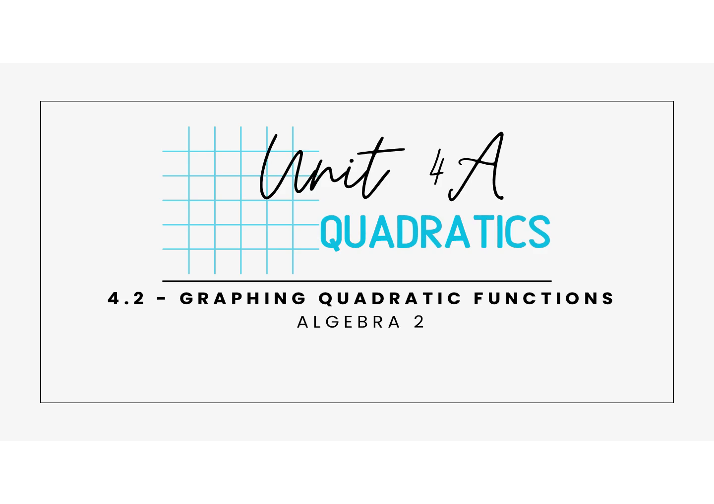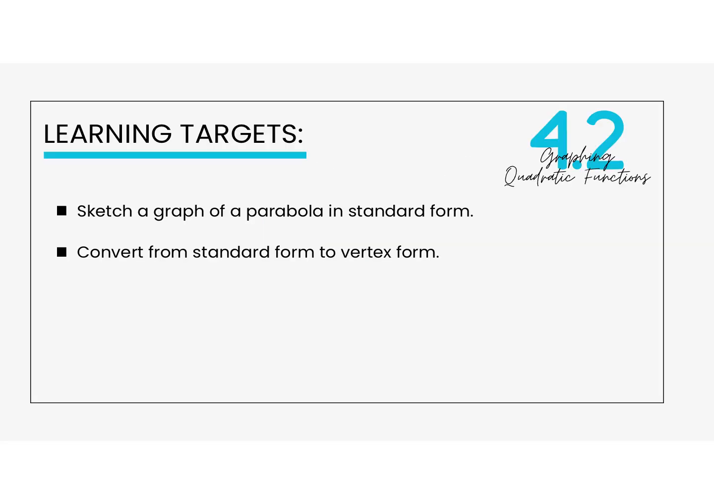Okay, this is 4.2. We are going to talk more about graphing quadratic functions. So we're going to sketch a graph of a parabola in standard form and then learn how to convert from standard form to vertex form.